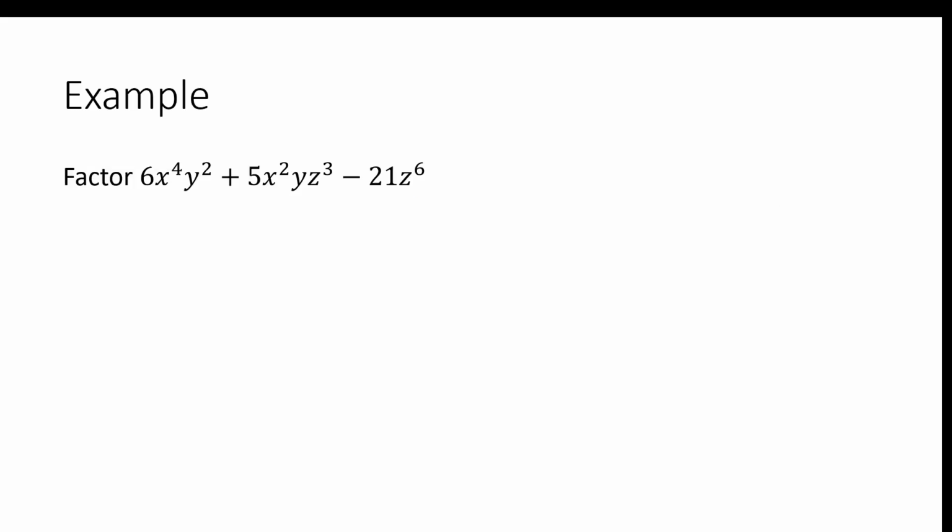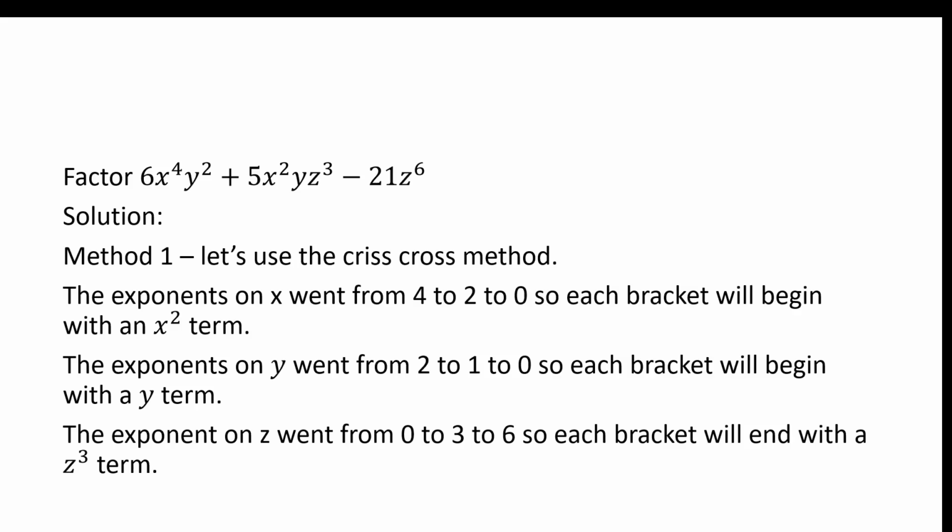So let's try this next example here. Using the crisscross method, we're going to look for two numbers that multiply to 6 and two different numbers that multiply to negative 21. I look at the x terms and I say to myself, these x terms are descending from 4 to 2 to 0. So I'm going to begin each bracket with an x squared term. Instead of 2 to 1 to 0, it's 4 to 2 to 0. So instead of beginning with an x term, I'll begin with an x squared term.